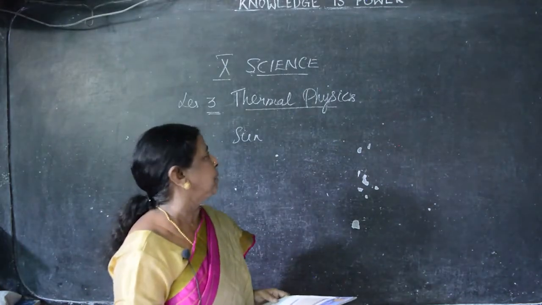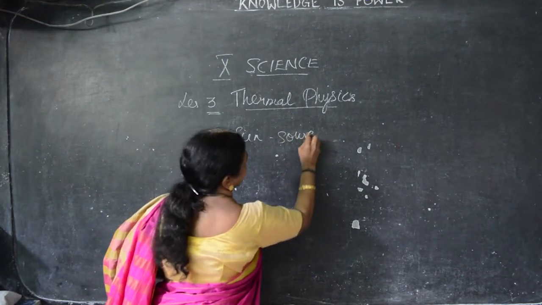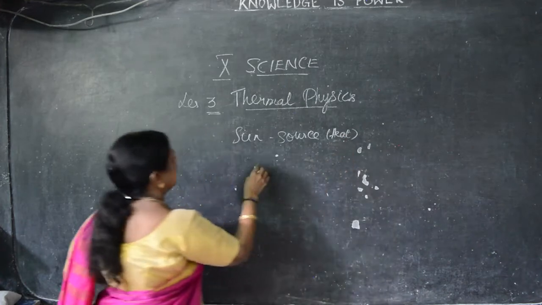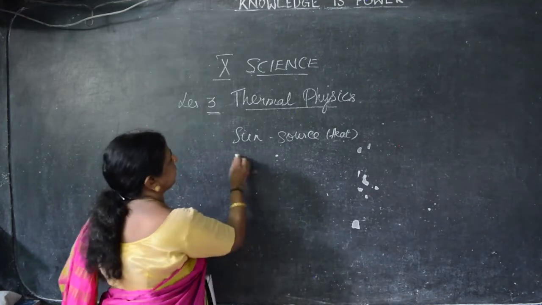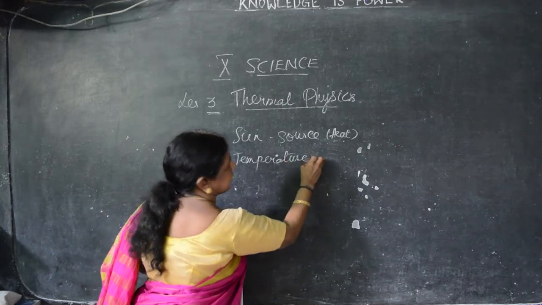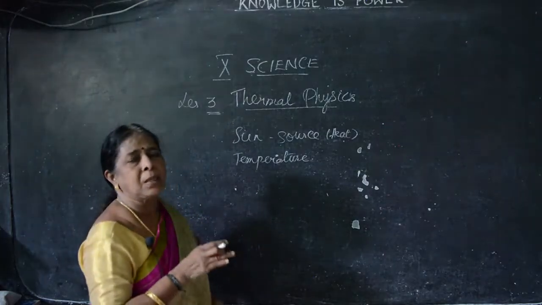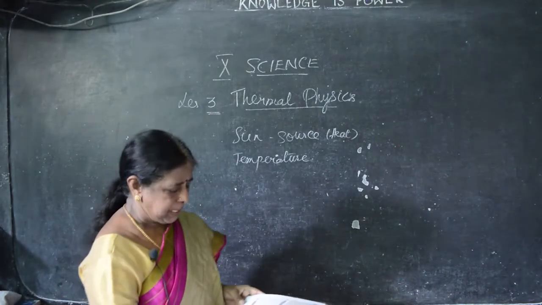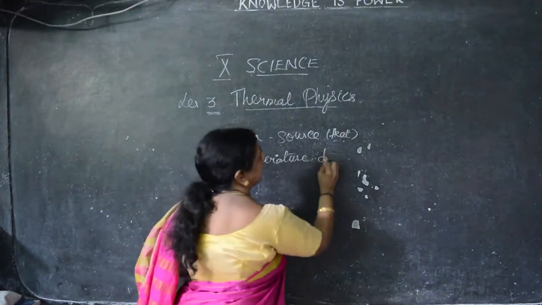So everybody needs this for survival. So we have to say what is temperature. Sun is the main source of heat. What do you mean by temperature? Temperature says whether the object is hot or cold. The measurement of hotness or coldness is known as temperature. The correct definition is: temperature is the degree of hotness of a body.